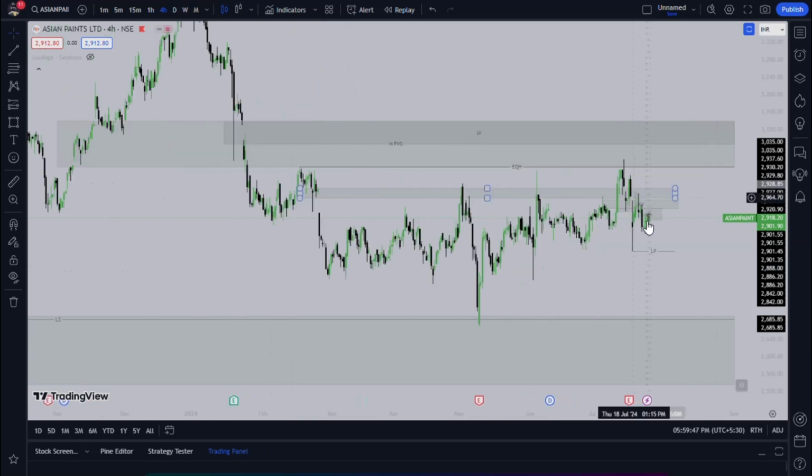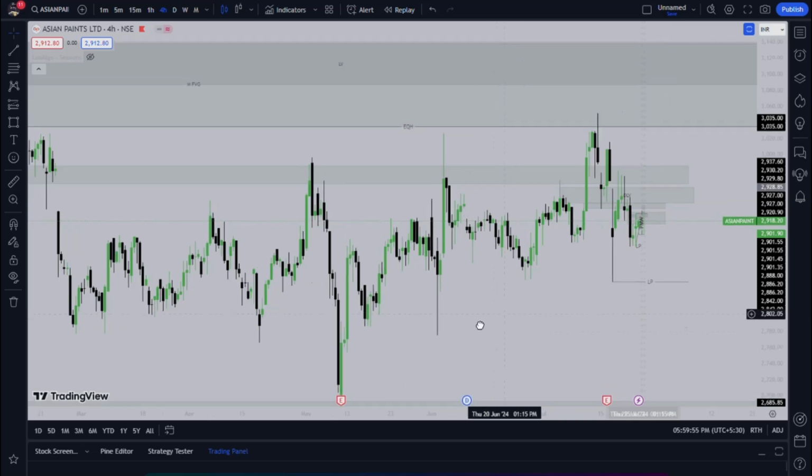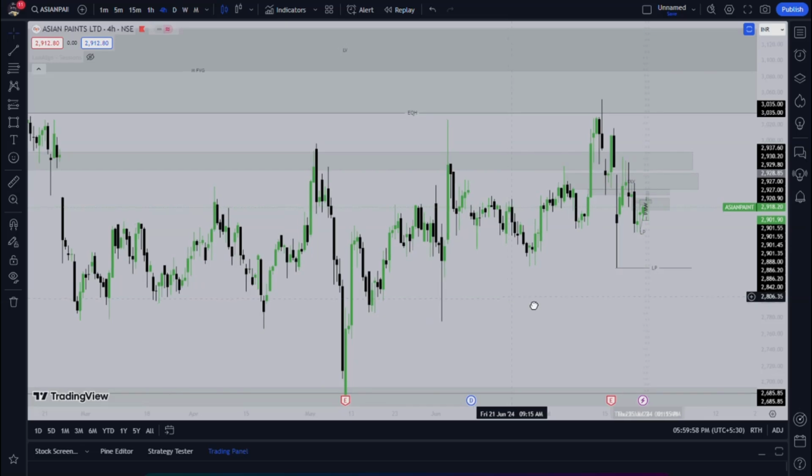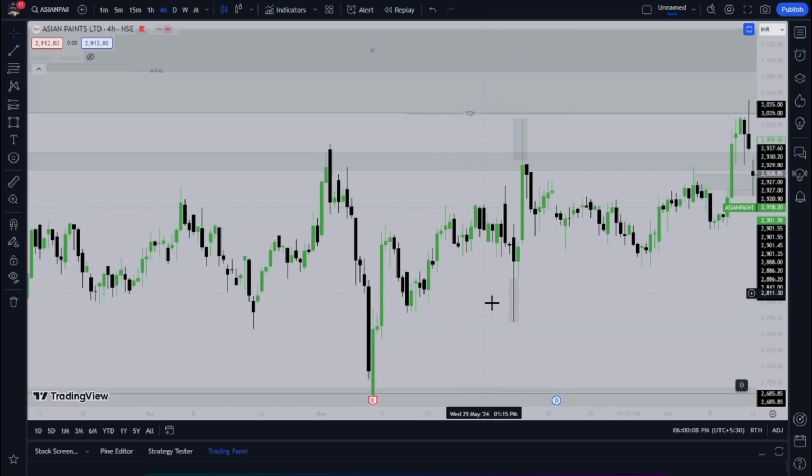according to my SHT. SHT, if you don't know, if you're new to my channel, SHT means stop hunting. Basically we hunt for retail stop losses. If you look at this wick and this wick, these are the wicks that took out the stop loss, but our entry and exit will be here, right? I'll just show you how it works.